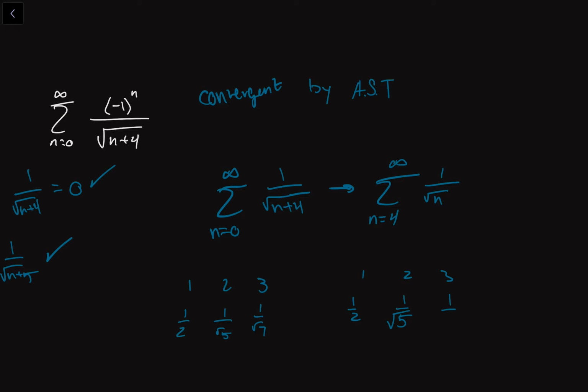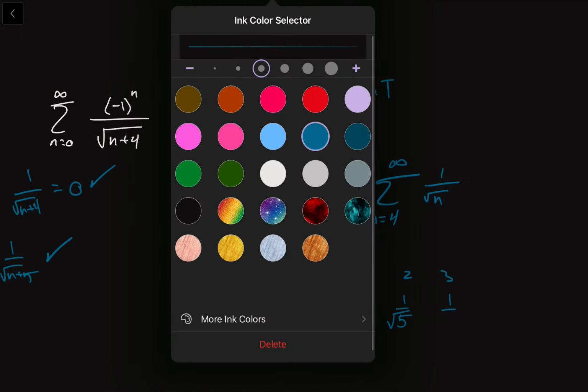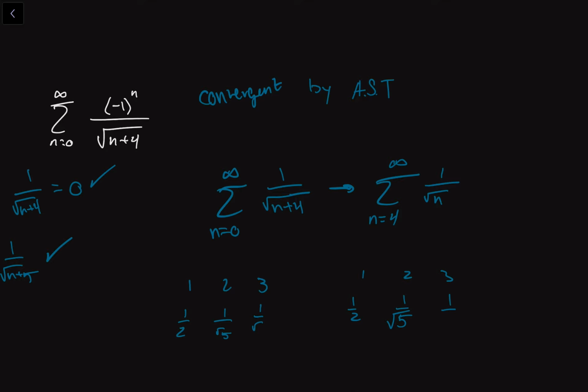The third term is when you plug in 6, so this would not be 7, this would be 6. And the third term in this one would be when you plug in 6. So you can see that these two series are equal to each other.